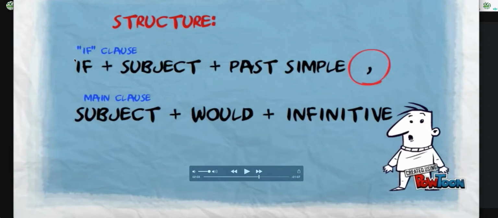Okay, guys? So what happened here? If you have the if clause at the beginning, what do you have to add to separate cause and consequence? That is super mandatory. If you have the if clause at the beginning, you have to add the comma. Very good, don't forget that. You have to add a comma in order to make the distinction between the if clause and the main clause, between cause and consequence.